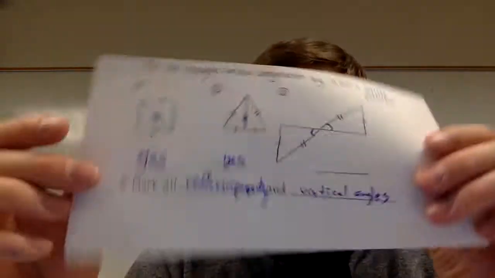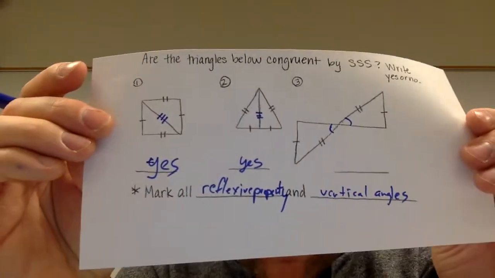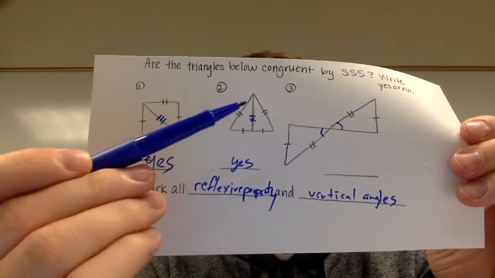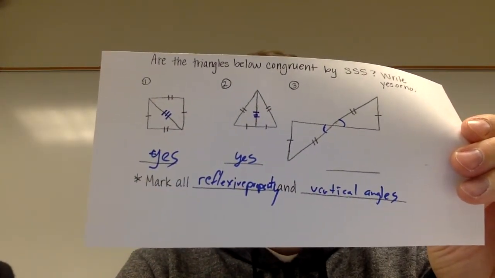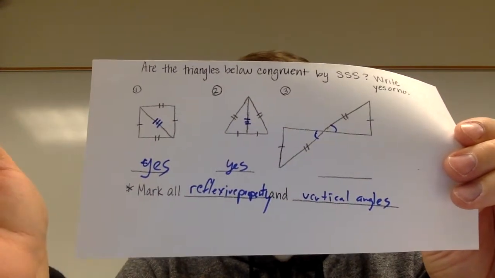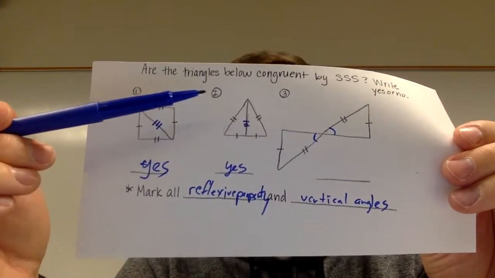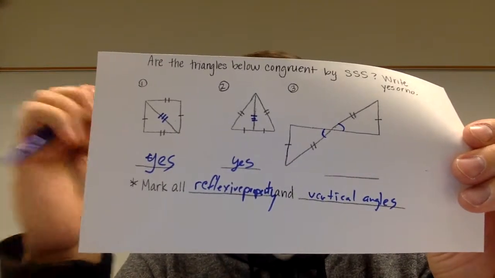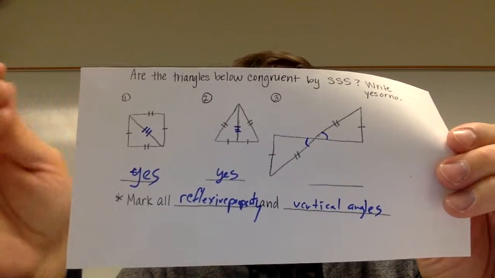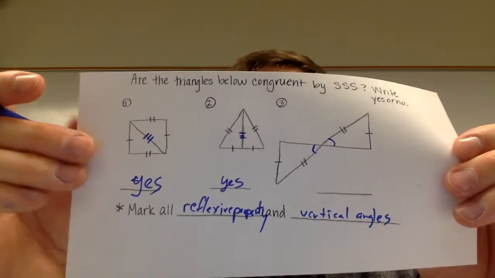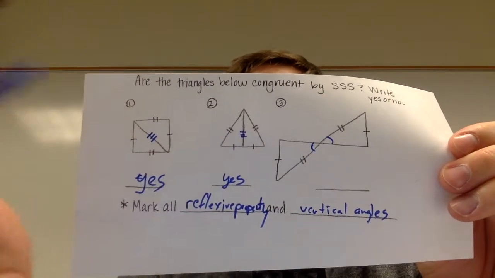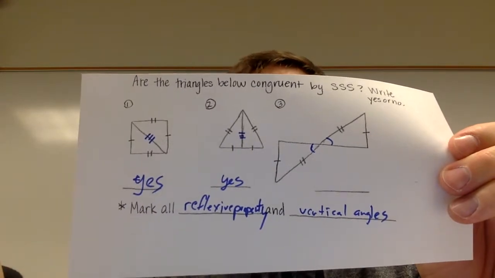All right, here we go. So on number 2, I had to put tick marks on the center segment because it's shared by the reflexive property. It's congruent on both triangles. I also noticed that each of these triangles on the left and right have a corresponding side that's the same length for each triangle, and there's 3 of them. That means this is in fact congruent by side, side, side, so I wrote the word yes.